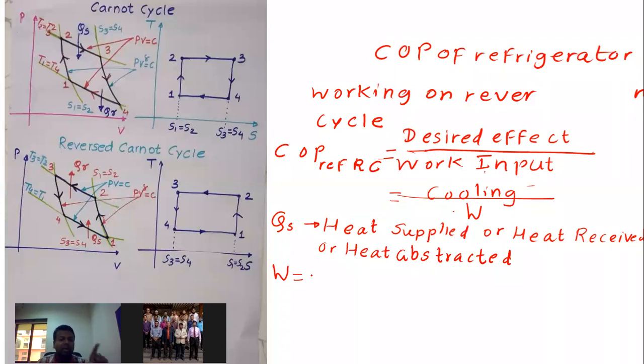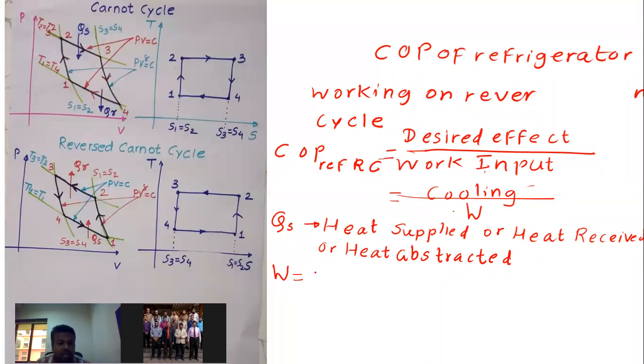But this is a cycle, right? Whenever it is a cycle, net work is equal to net heat transfer. Try to understand: W is nothing but work, but it is a cycle. So in that case, we can say W is equal to Q. When a system executes a cycle, heat transfer is equal to work transfer. So W is equal to Q.